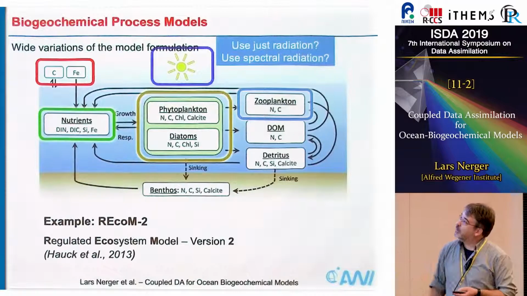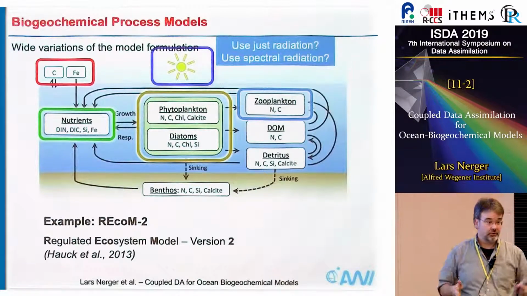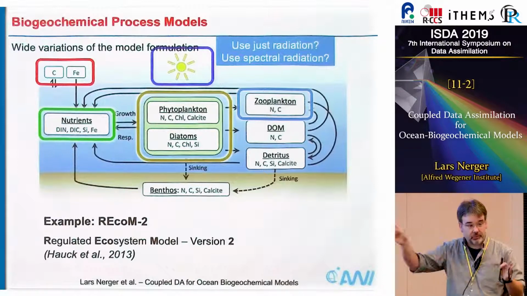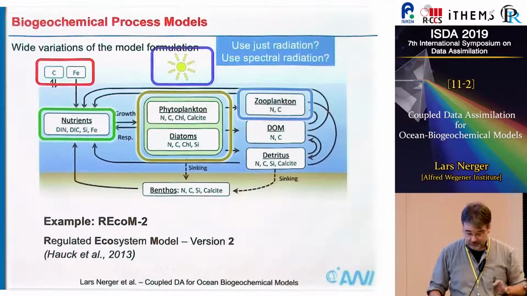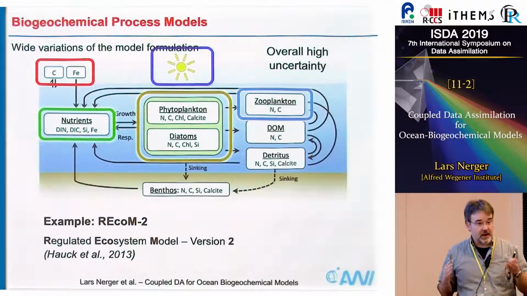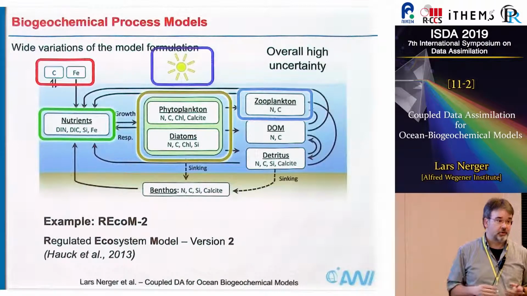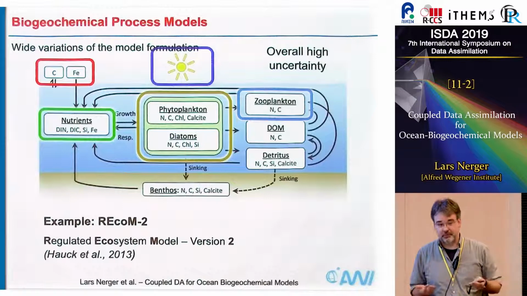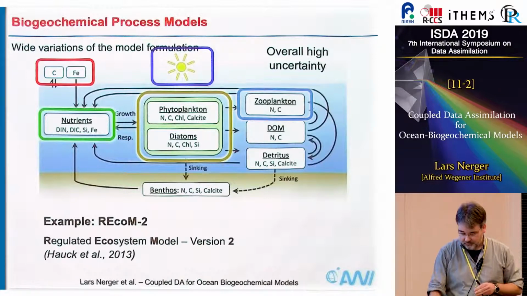And then also the light formulation is different. Some, or most, models just know light, not spectrally resolved, just photosynthetically available radiation. And others really have spectrally resolved light. They get more sophisticated, not necessarily better, but more sophisticated. Overall, it ends up that these models have a very high uncertainty, and later in one example I will also show it. You can publish a paper with 100% error in comparison to in situ data, for example. So far higher than what we have in physics.